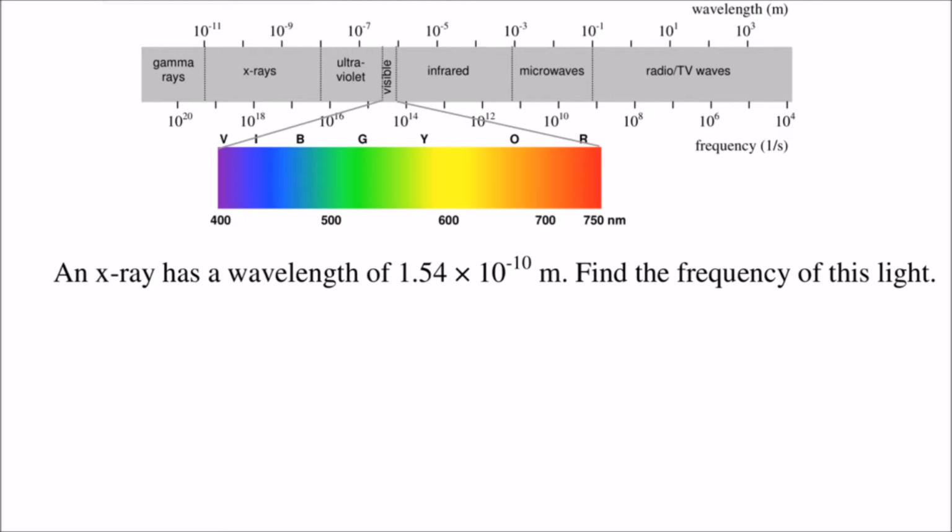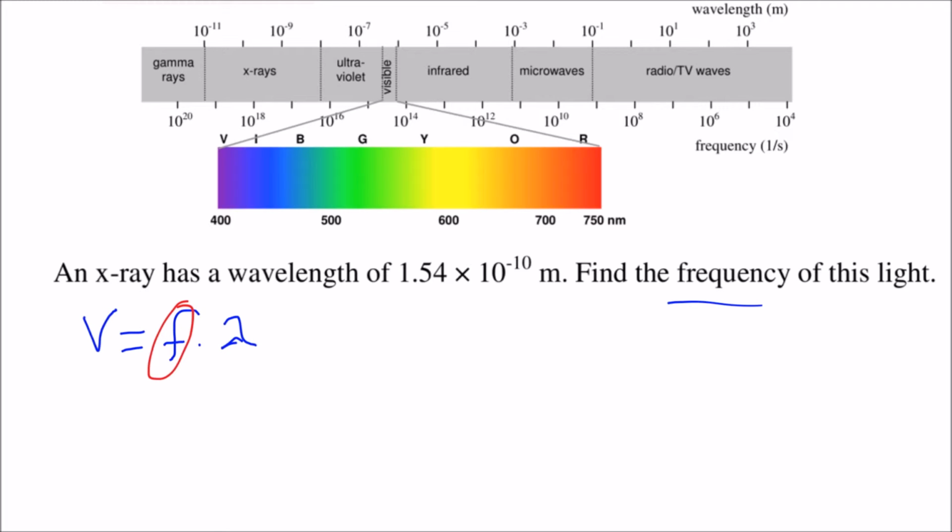Okay, here's the next question. An X-ray has a wavelength of 1.5 times 10 to the negative 10th meters. Find the frequency of this light. Okay, so we're going to write down our equation again. The speed of the wave is equal to the frequency times the wavelength. Alright, this time they want to know what the frequency is, so we circle the thing we want and leave it alone.